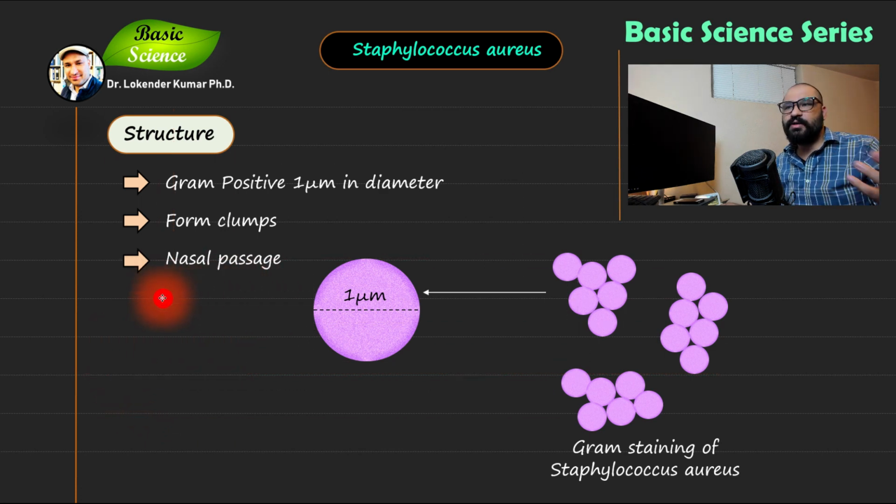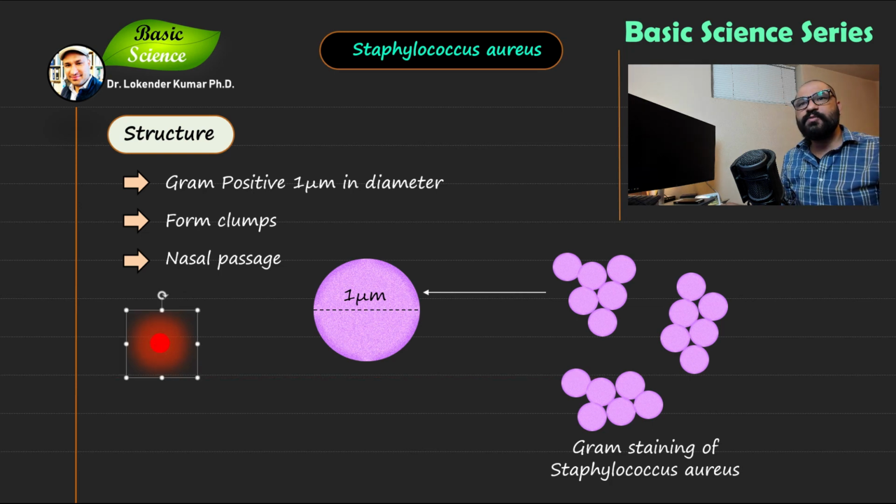And if we talk about the presence of Staphylococcus in humans, then you will look at the nasal area. In the nasal passage, you will find Staphylococcus aureus in the case of humans. Now let's move on to the next slide.